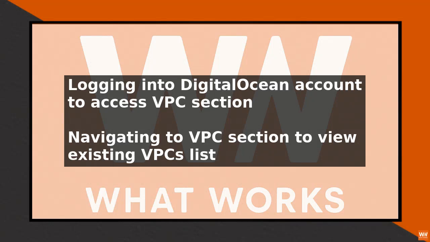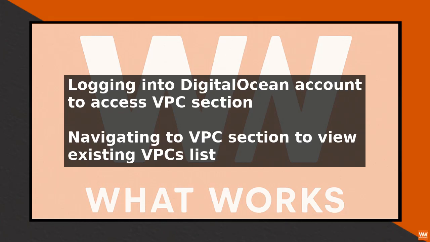To update a DigitalOcean VPC, start by logging into your DigitalOcean account and navigating to the VPC section. Here you will see a list of all your existing VPCs. Click on the three dots next to the VPC you want to update and select Edit.